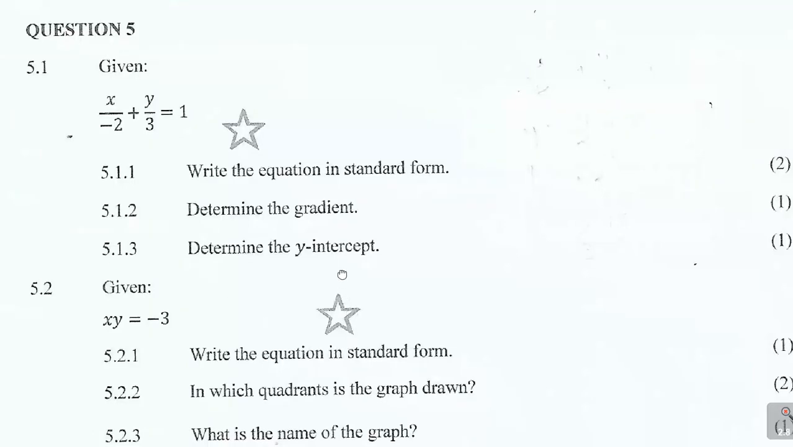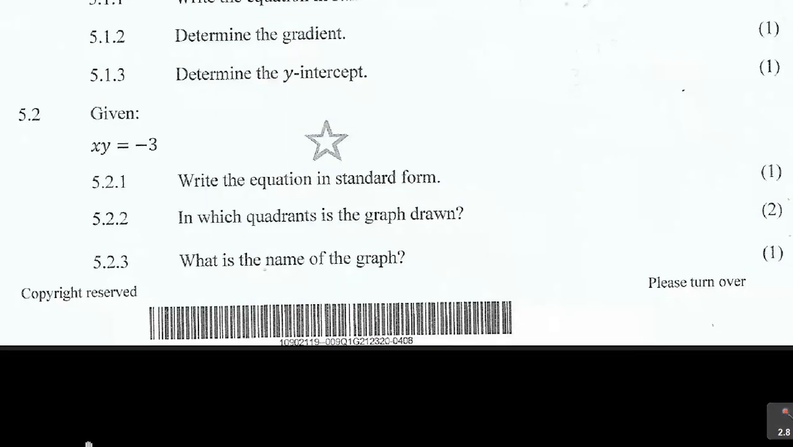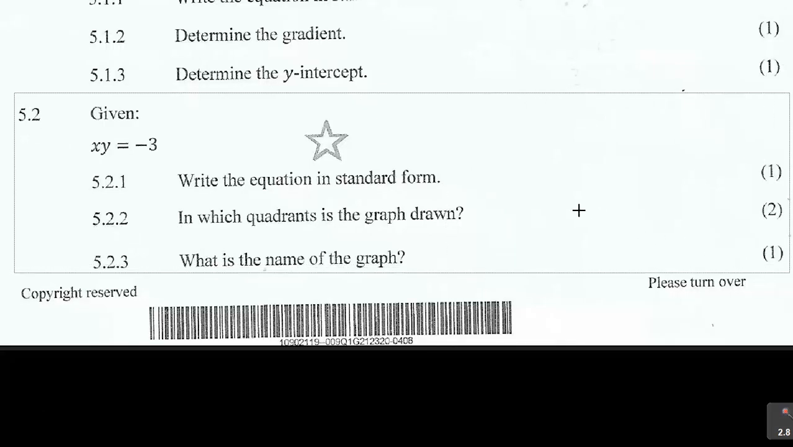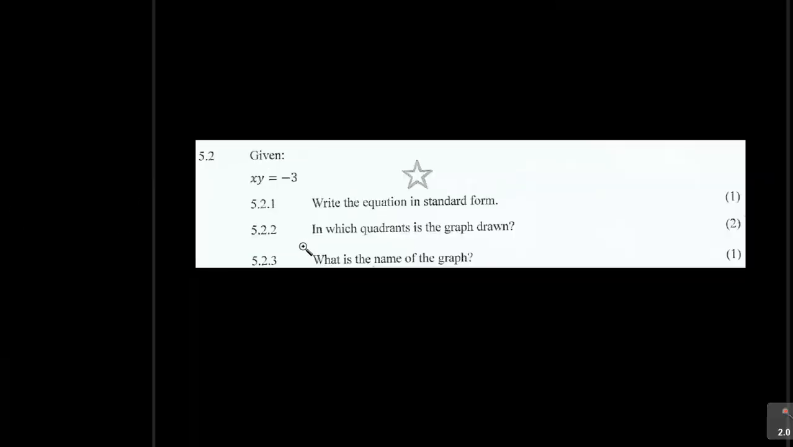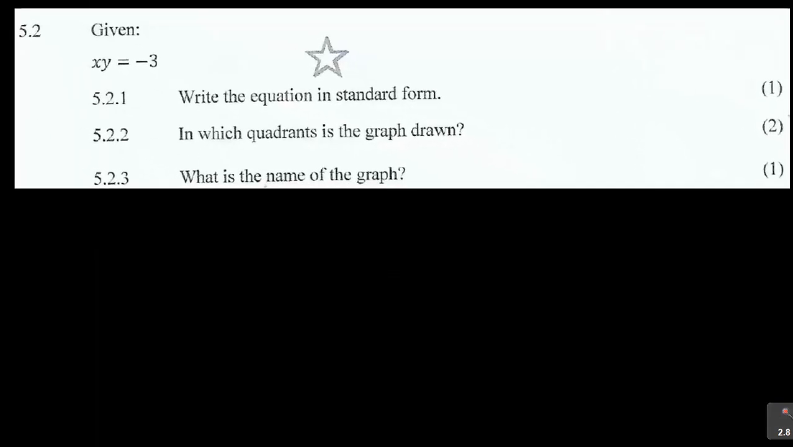Let us move on, guys, to 5.2. It's another interesting question. Again, it's on graphs, but let us study it as we look at this. All right, there we go. It says you are given xy is equal to minus 3, and it says 5.2.1, write the equation in standard form.